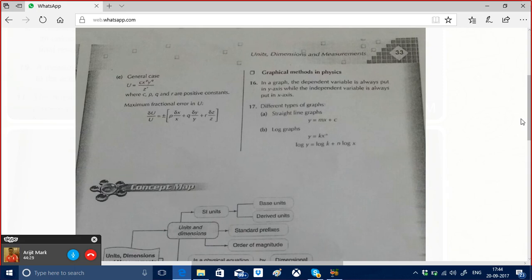So the general case, beta, this one I explained to you in your previous class when I was running dimension analysis. u equals c x to the power p, y to the power q upon z to the power r. When you compute that, the fractional error, c is your constant, you don't have to analyze that. So del u by u equals p del x by x plus q del y by y minus r del z by z. Clear? Yes. For fractional error I am taking negative, but when you take the maximum fractional error, each and every term will be positive.